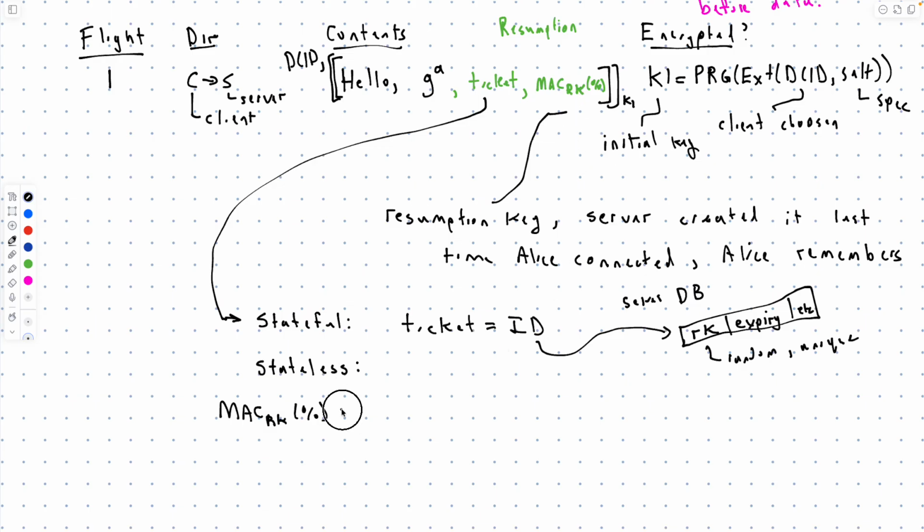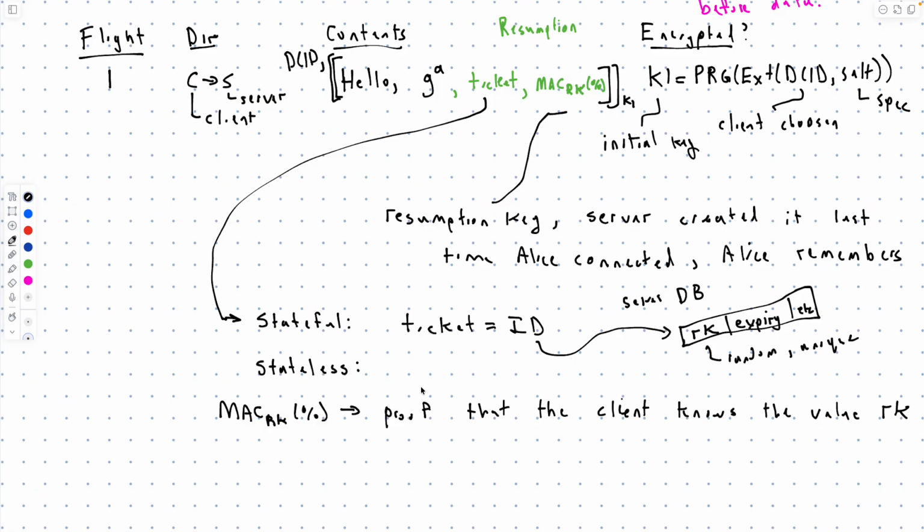Okay. So this is proof that the client knows the value RK. If it's expired, then you just won't be able to do all the stuff in green. So you won't be able to resume your session. You'll have to do the stuff in black, which you can always do anyways.